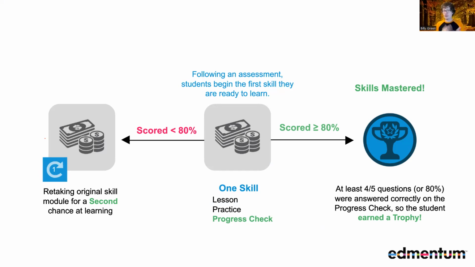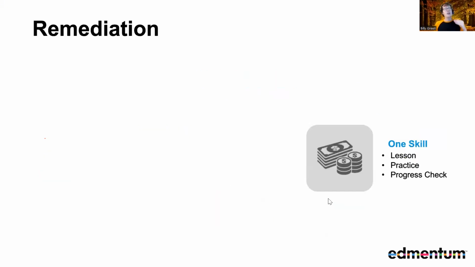So you're retaking that original skill module, the same lesson, the same practice, same progress check. So this is what will happen if they fail it. So if they say, I already did this, it's because they failed it the first time and they're on it the second time. However, even on the redo, sometimes they're not doing very well. That's when they're going to get a building block.